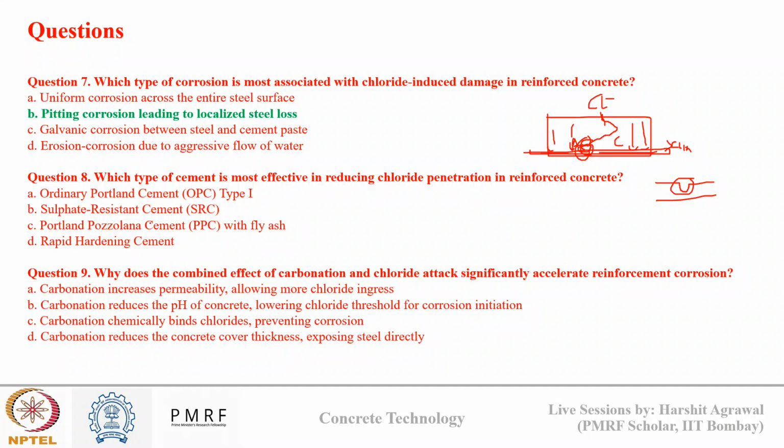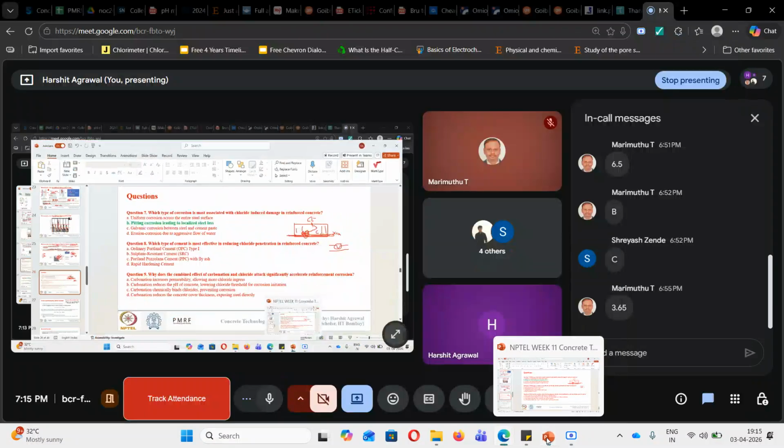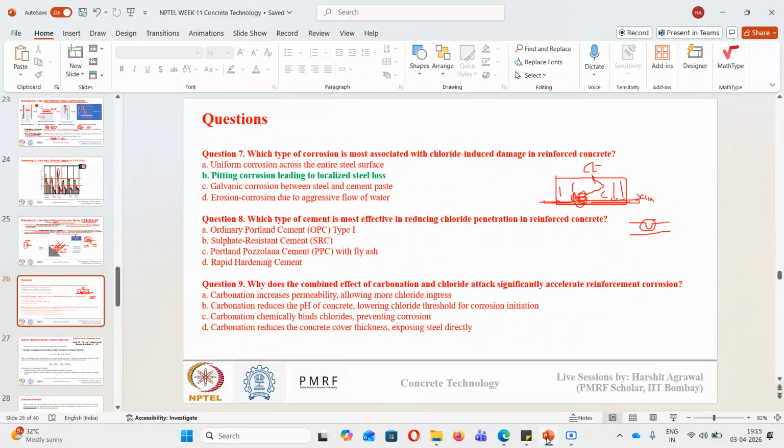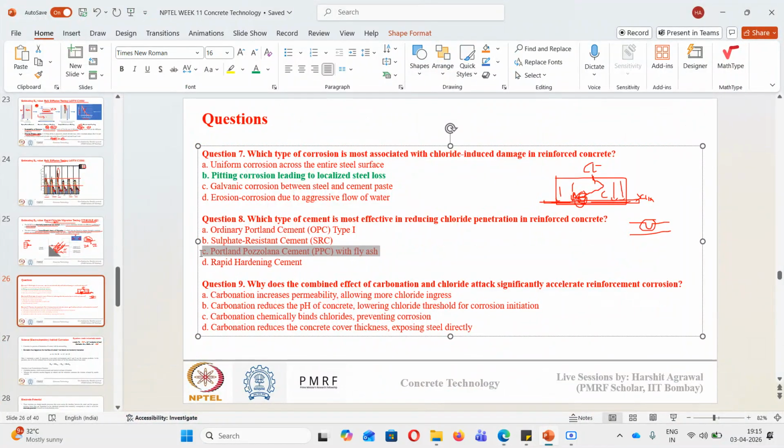Question number 8. Which type of cement is most effective in reducing chloride penetration in reinforced concrete? Can anyone tell me? The correct answer is PPC with fly ash.